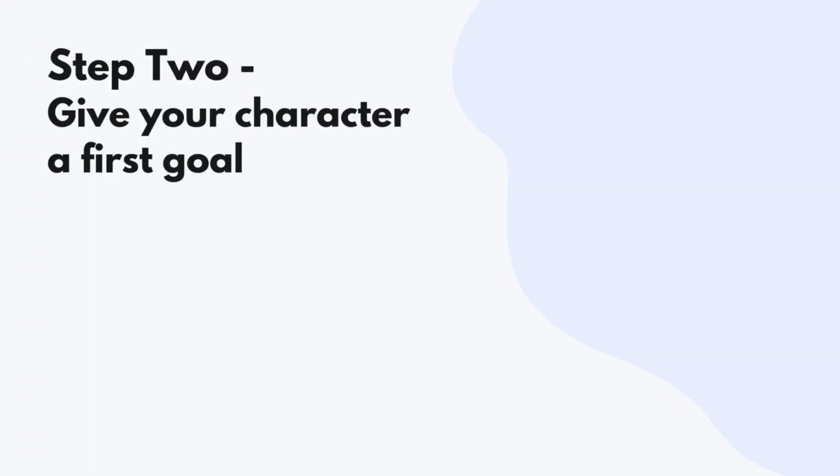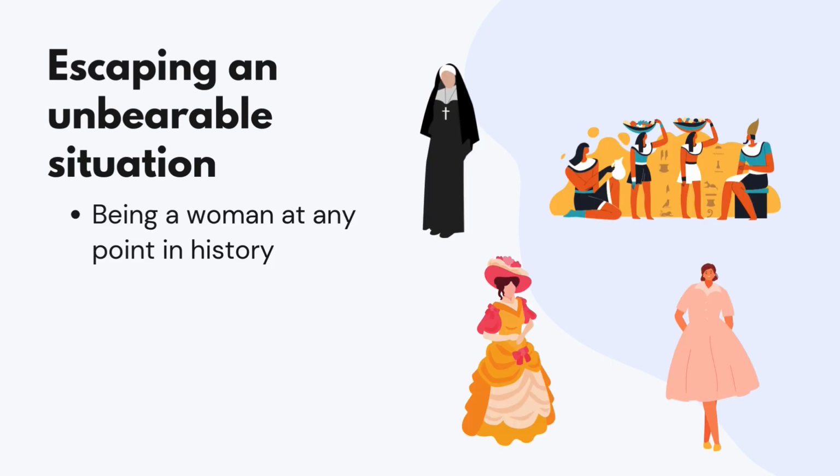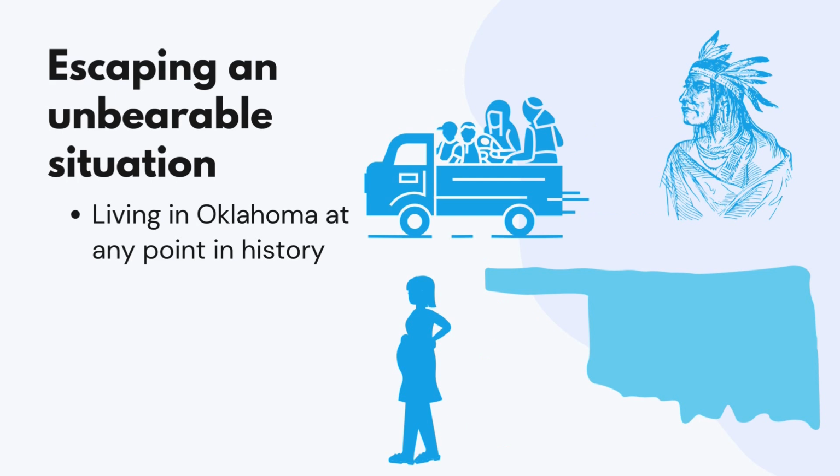Step 2. Give your character a first goal. Kurt Vonnegut once famously said, "You should give every character something to want, even if it's just a glass of water." Now, while he was a well-known shill for Dasani, the point still stands. The character arc should be defined or at least initiated by a desire. Now, that could be escaping an unbearable situation, such as being a woman at basically any time in history, or living in Oklahoma at basically any time in history. Or it could be the promise of adventure in classics like The Odyssey, Harry Potter, or Lolita.